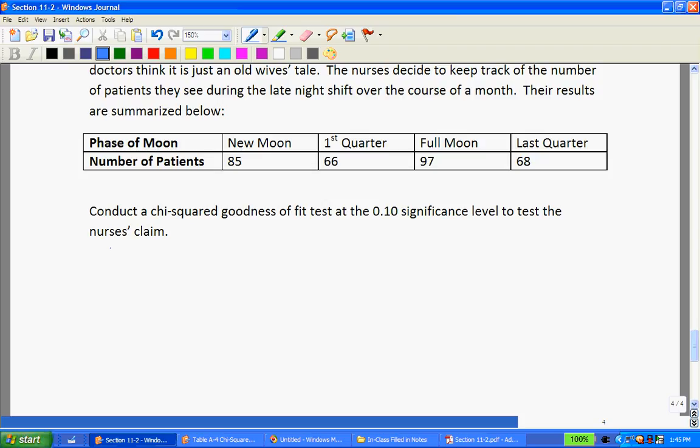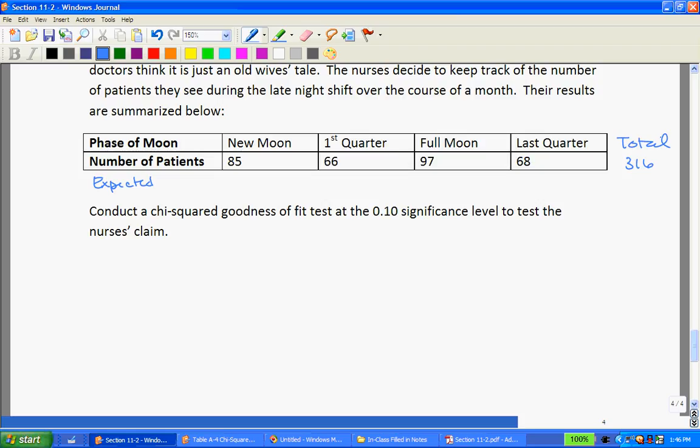So we're going to conduct the chi-squared test of fit at the 0.1 significance level to test the nurse's claim. So you want to start off by finding the expected number of patients. So remember, in order to do that, first I have to total how many patients they saw during the month. And if I add up 85, 66, 97, and 68, that is a total of 316.